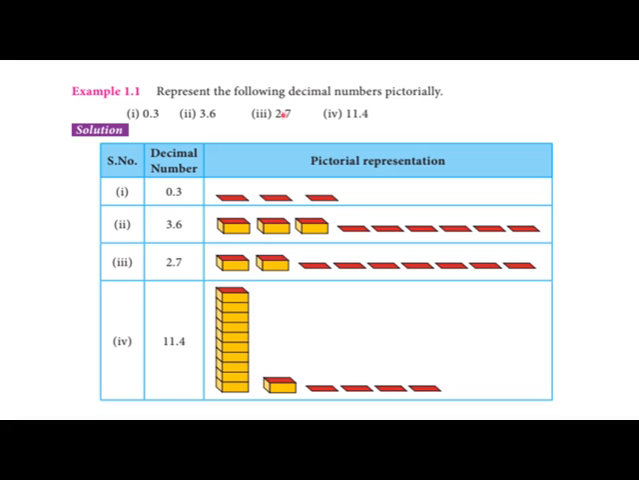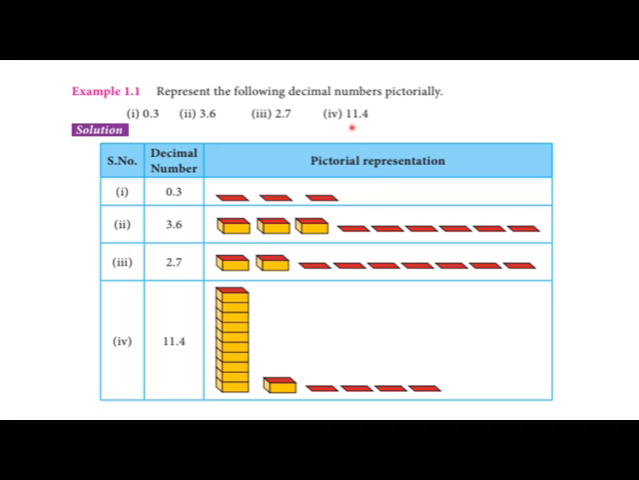Next one, 2.7. So before decimal, left hand side, the number is 2. For ones place, you have to draw box, one box. So the number is 2 here, so you have to draw 2 boxes separately, and for after the decimal right hand side 7, that is in tenths place. For tenths place you have to draw the picture of square sheet. So here number is 7, so you have to draw 7 separate sheets. 1, 2, 3, 4, 5, 6 and 7.